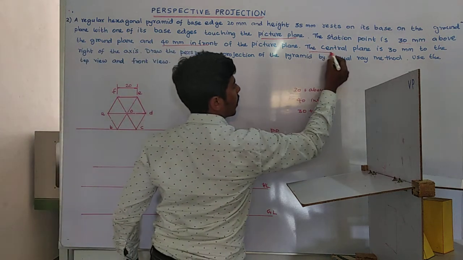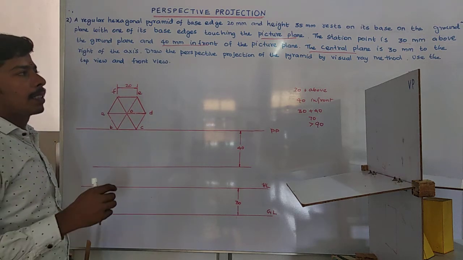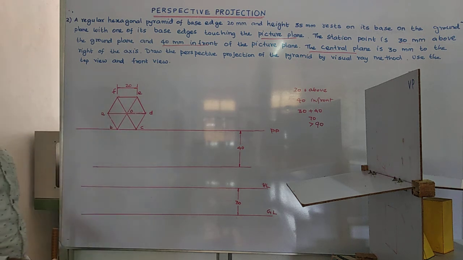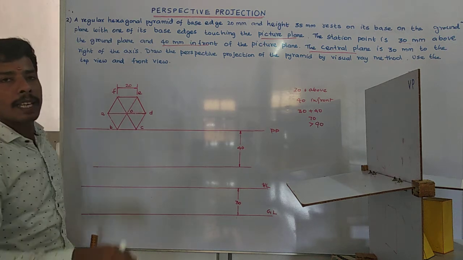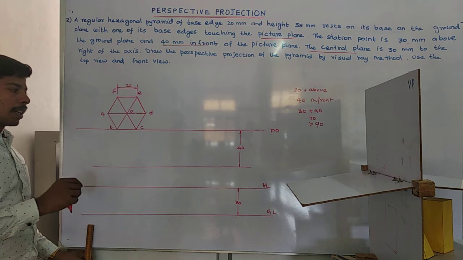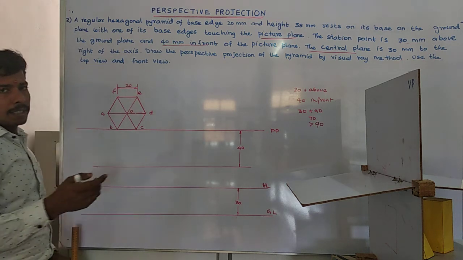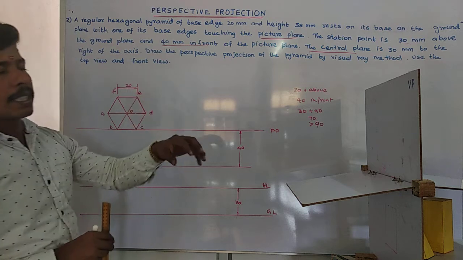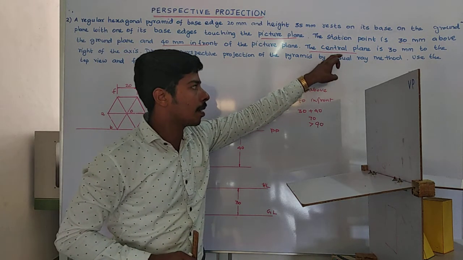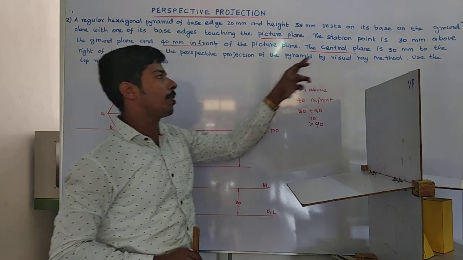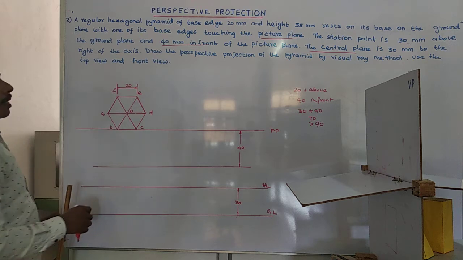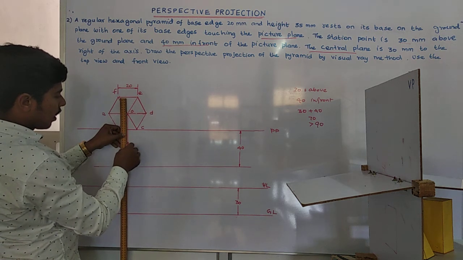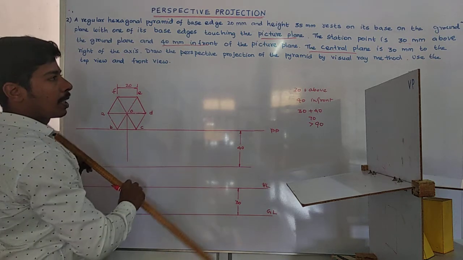The central plane is 30 mm to the right of the axis. The central plane is on the right side of the axis. So the axis is at the central point, clear? From the central point, you take 30 mm to the right.